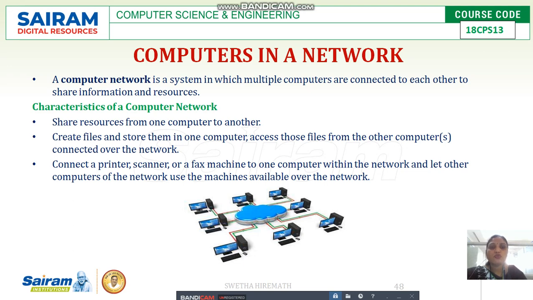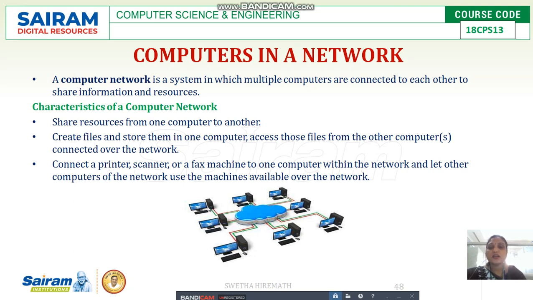Before moving to what exactly are the hardware components which are used to make a network, we have to know what the characteristics of a computer network are. So we will see the different characteristics of a computer network here. The first characteristic is sharing resources from one computer to another computer. As I have already told you, if some files are present in one computer and the other person sitting at a different computer wants to use the same file, then it can be done with the help of sharing over this network.